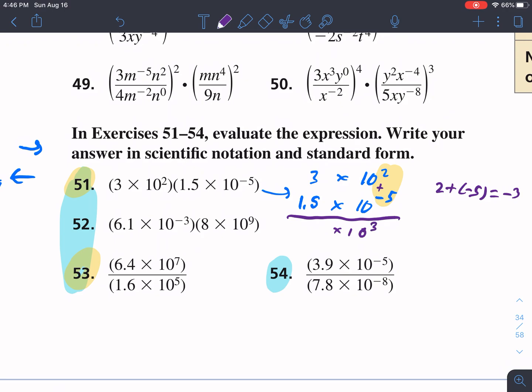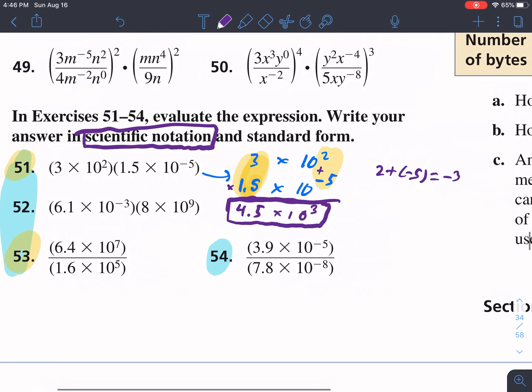Now, the 3 and the 1.5, you're just going to multiply that, right? Since this is just regular numbers, you just multiply that. So as I type that in my calculator, 3 times 1.25 is just 4.5. So this is your guys' final answer for the scientific notation part.